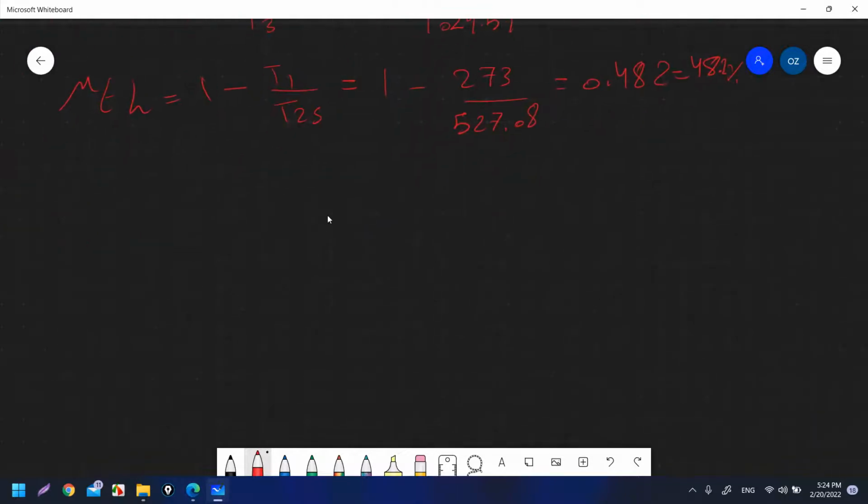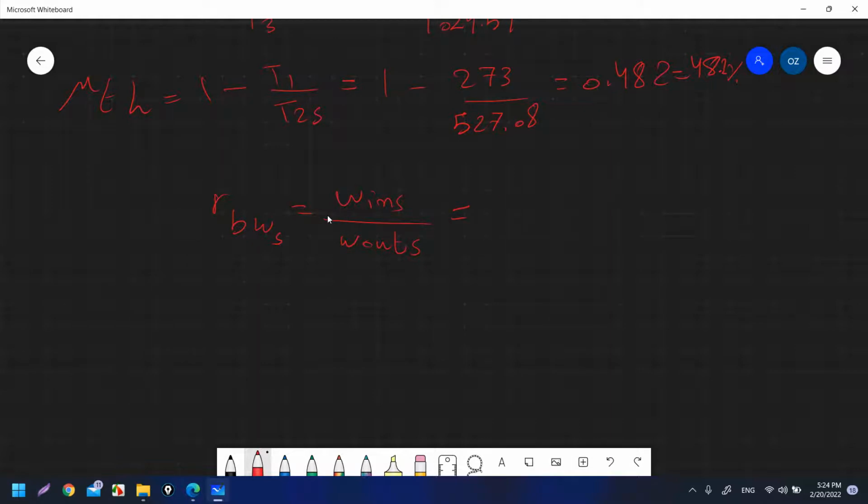But what if he asked you about the back work ratio? Back work ratio, BWR, it is WNS, and we assume it is the isentropic work because it is an ideal cycle. So the back work ratio for the ideal cycle is WNS over W out S. Okay, the fraction of the compressor work over the turbine work.